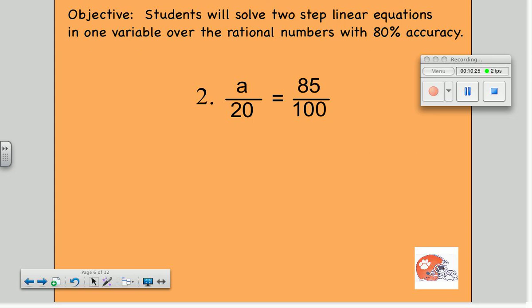Now this time we know the percent. 85 out of 100 is what percent? 85%, right? So now I'm missing the number that is out of 20. What this is asking me is, what number, that's A, what number A out of 20, 20 is the total, is 85%?